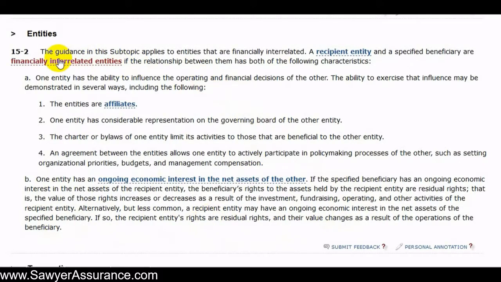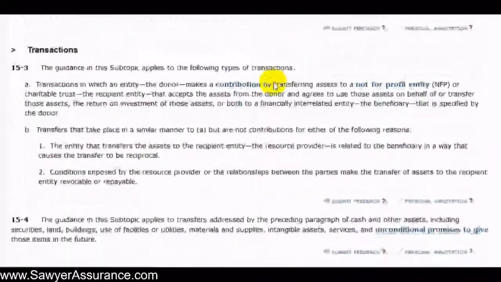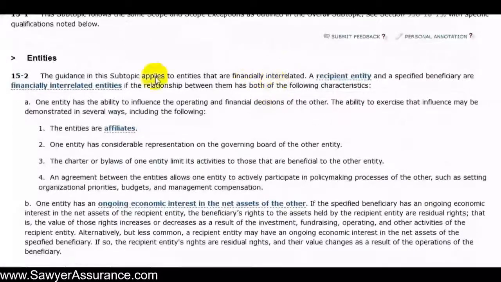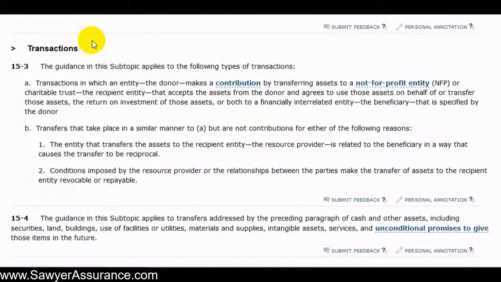So as we saw, in order for the entities to be financially interrelated, the recipient and the beneficiary need to have these two characteristics in place. And that is that one entity influences the other's financial decisions and operations, and that one entity has an ongoing economic interest in the net assets of the other. And further, the entity has to be a nonprofit, as we saw here in the overall scope section. So that covers what types of entities have to comply with this particular section. But in the next video, we'll talk about what types of transactions have to comply with this section.